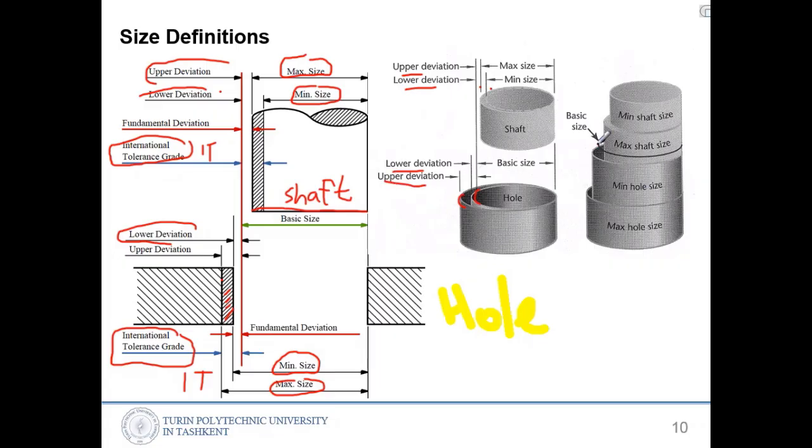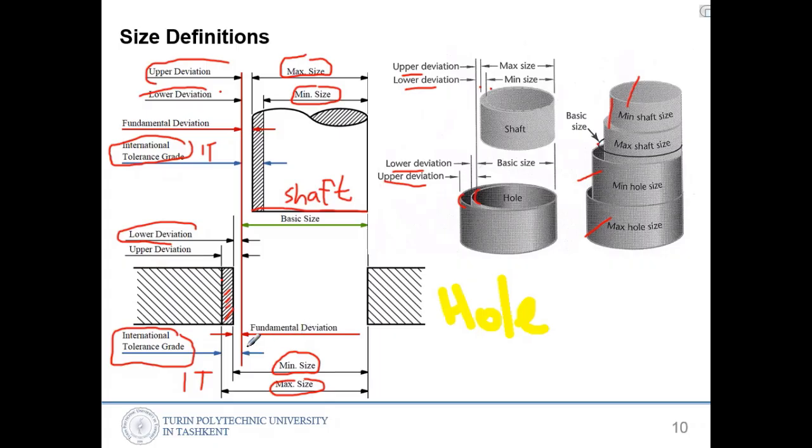Here the basic size is the ideal one, so you never reach it. There is the minimum shaft size, maximum shaft size, minimum hole size, and maximum hole size. We are making grids in between these gaps. So that is the terminology.